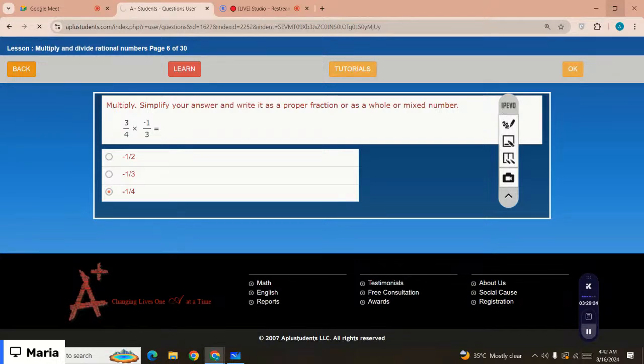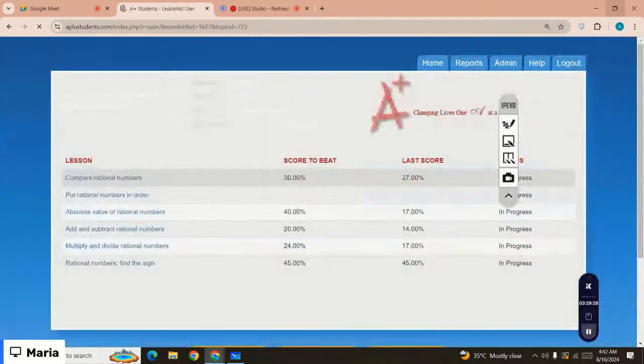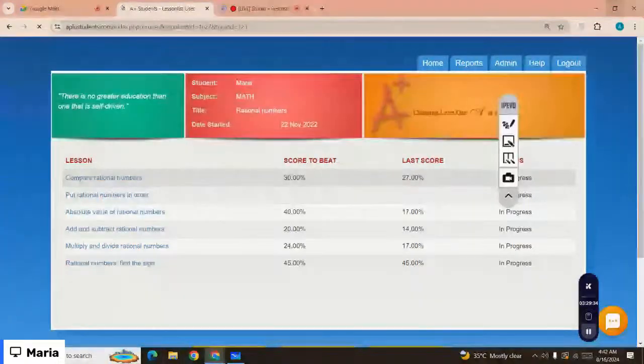So we were working on grade 6 math. The chapters we have covered today are compare rational numbers, absolute value of rational numbers, add and subtract rational numbers, multiply and divide rational numbers, right? So please make sure before the next session you complete all the practice questions for the lessons we did today.